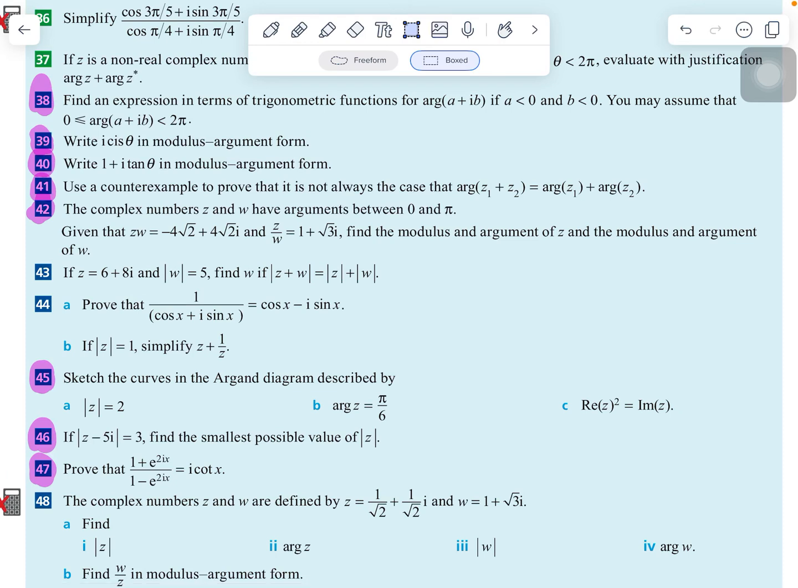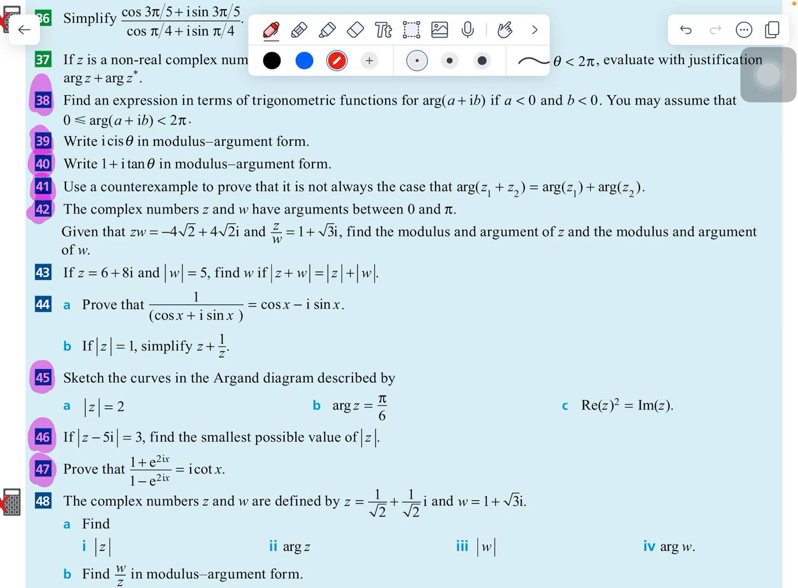These are questions from Holder AAHL complex numbers, right after we learned the concept of modulus argument form. So let's solve some examples here.